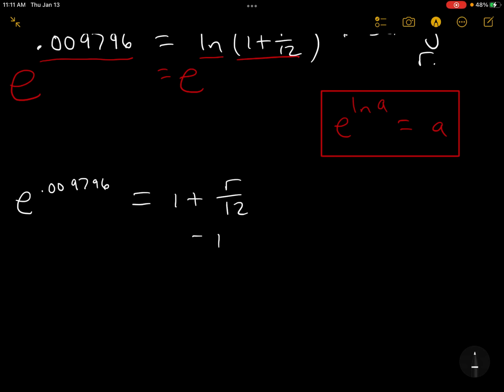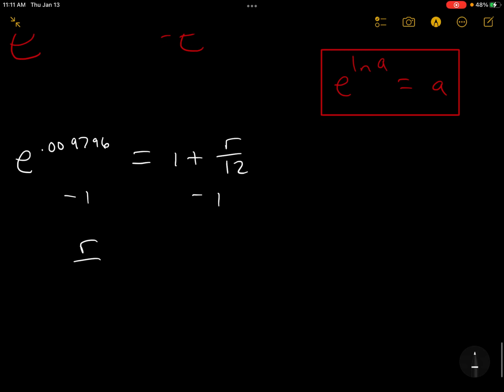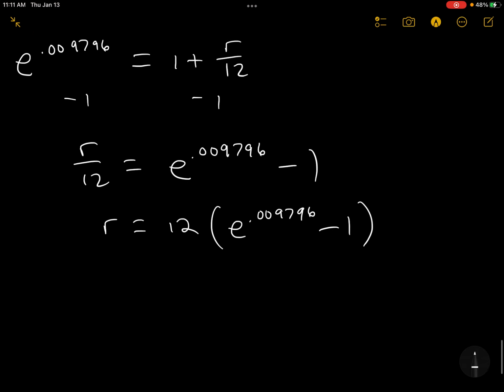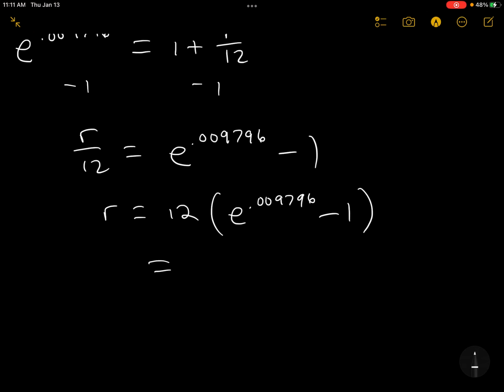And so subtracting 1 from both sides and rearranging here, so I have now r over 12 equals e to the 0.009796 minus 1. And finally solve for r by multiplying both sides of the equation by 12, and I have r equals 12 times (e to the 0.009796 minus 1). And this is a calculator thing. You plug this whole thing into your calculator and you get 0.1181, which is 11.81%. That's the r.